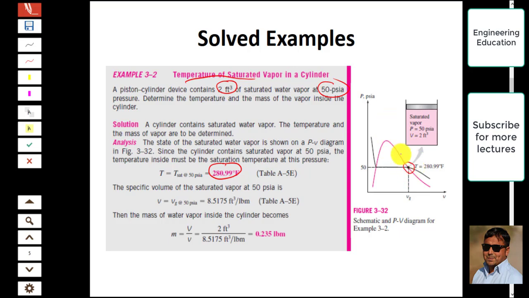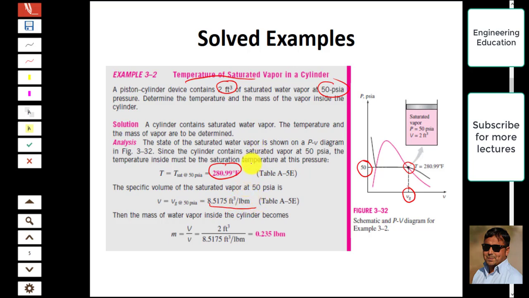the state is represented here on the PV diagram, that is the pressure and specific volume diagram. This is the value of Vg, and we have pressure on this axis with a value of 50 psi. So at 50 psi we have the temperature value 280.99 degrees Fahrenheit. Again, the specific volume of the saturated vapor at 50 psi is 8.5175 cubic feet per pound mass.